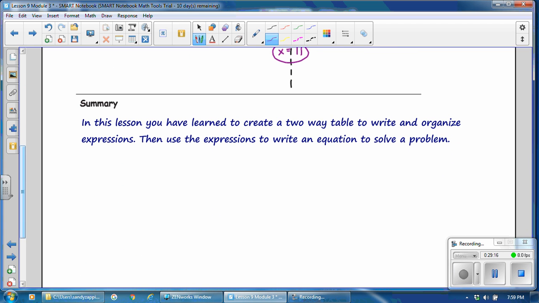In this lesson, you have learned to create a two-way table to write and organize expressions. Then use the expressions to write an equation to solve a problem.